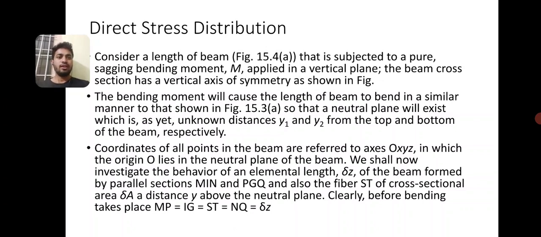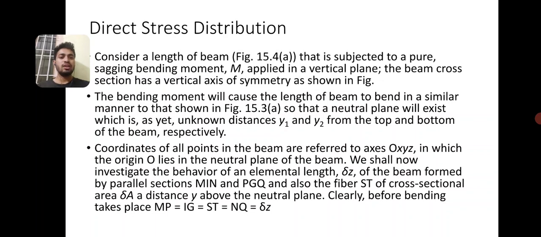Consider a length of beam that is subjected to a pure sagging bending moment M applied in a vertical plane. The beam cross section has a vertical axis of symmetry. The bending moment will cause the length of the beam to bend in a similar manner so that a neutral plane will exist, which is at as yet unknown distances y1 and y2 from the top and bottom of the beam respectively. Coordinates of all points in the beam are referred to axes O, X, Y, Z, in which the origin O lies in the neutral plane of the beam.